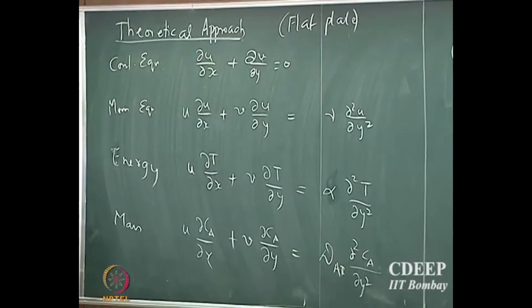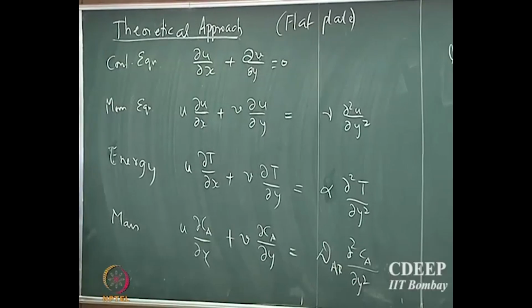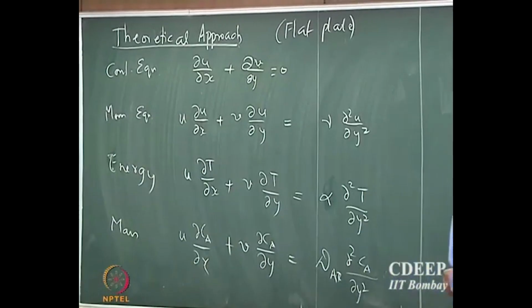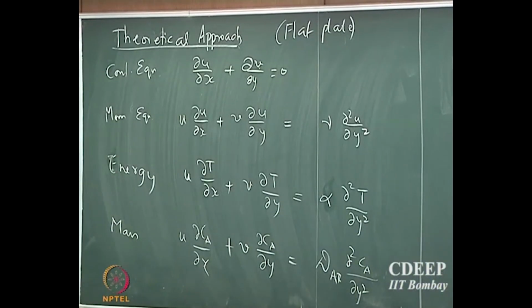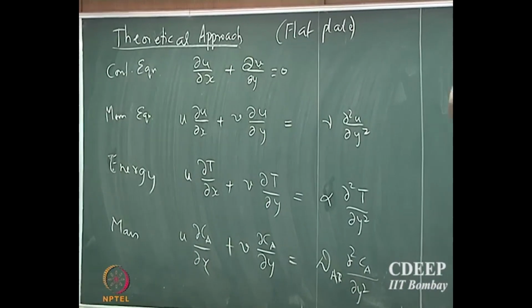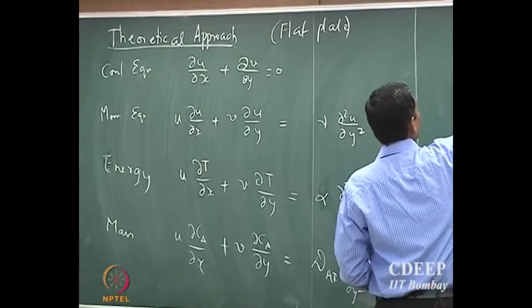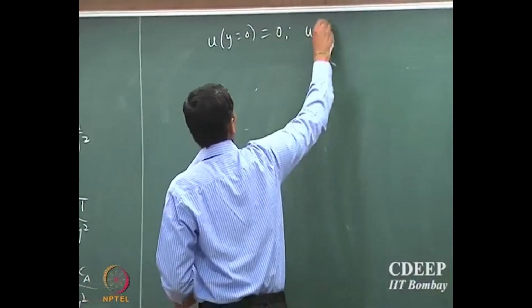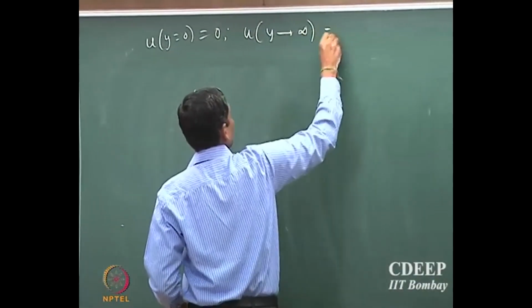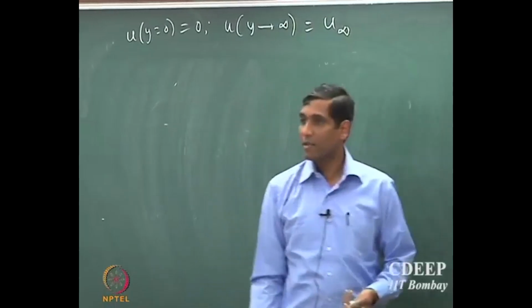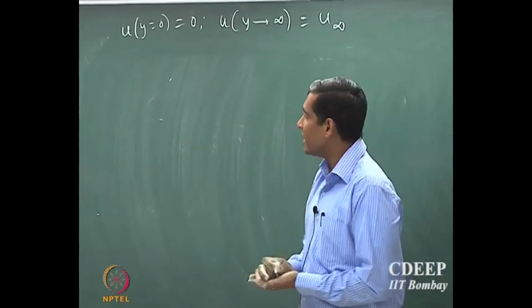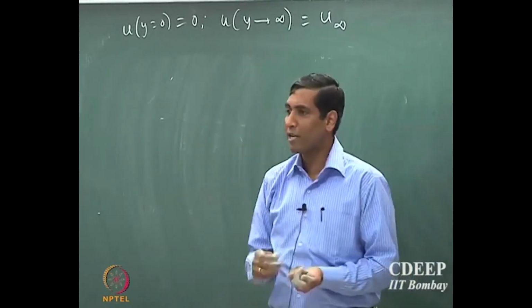What are the boundary conditions? u is 0 at y equal to 0. So the boundary conditions are: u at y equal to 0 is 0, and u at y equal to infinity is u infinity, that is the free stream velocity. du by dy, we do not need that, we are happy with two boundary conditions on y.